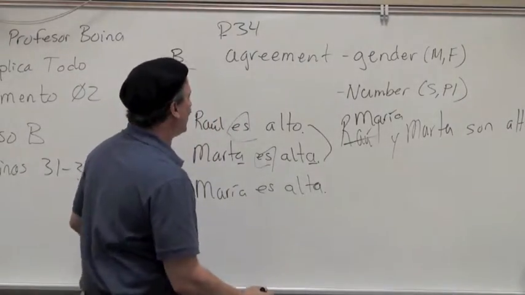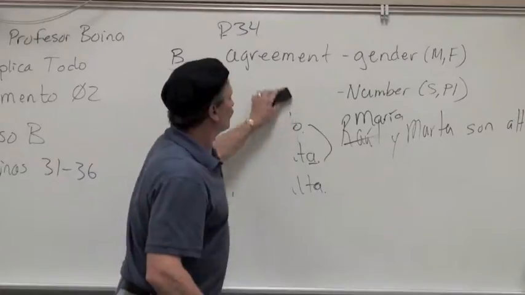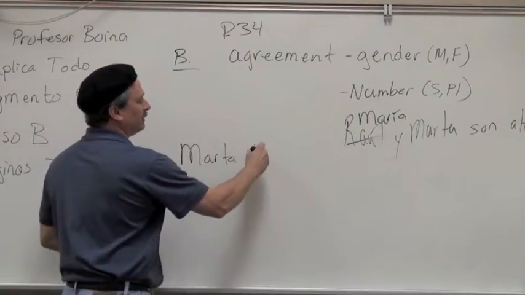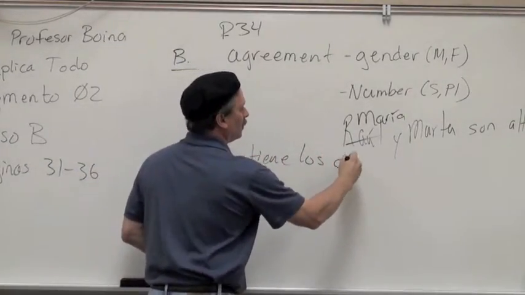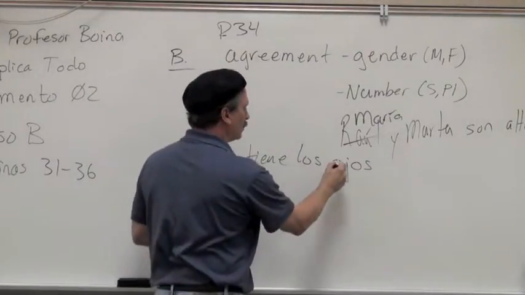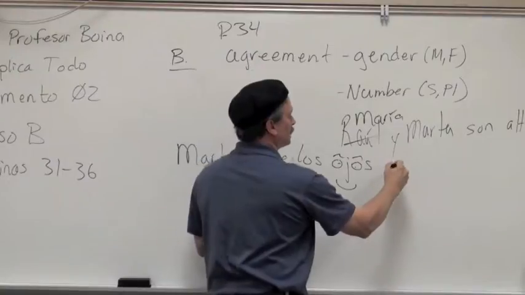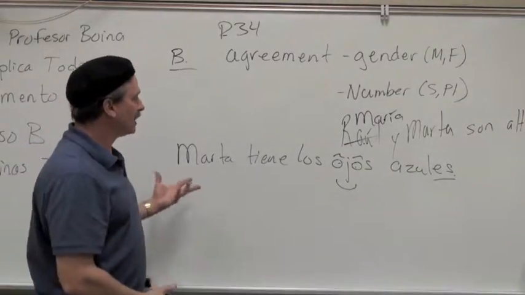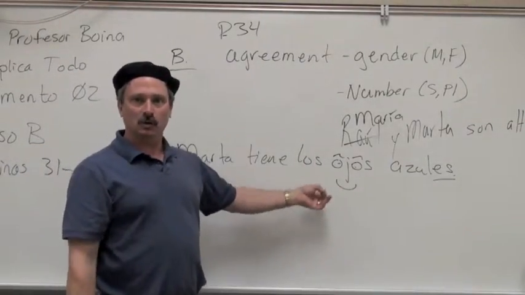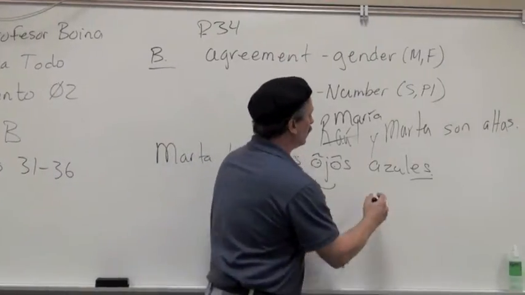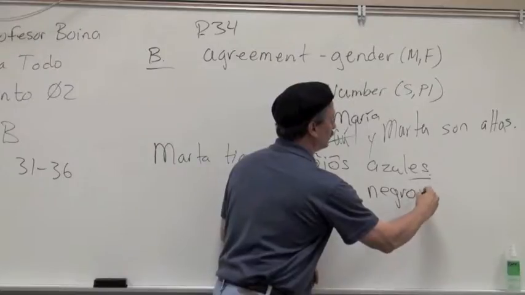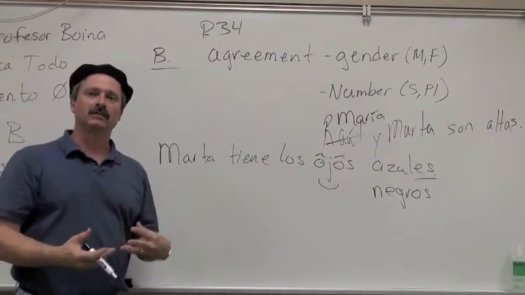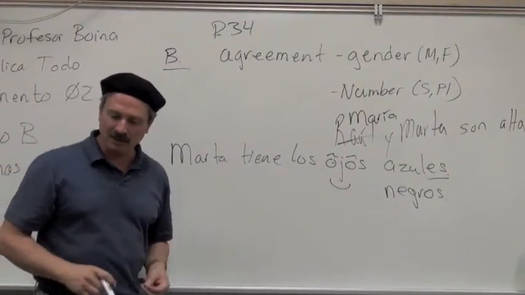So if I'm describing someone's eyes, and we learned the word for eyes is ojos, and I want to say Marta tiene los ojos azules. Marta has blue eyes. I don't want to say Marta has a blue eye. Marta tiene los ojos azules. Ojos azules. Ojos negros. See? If this is plural, this has to be plural and it has to agree in gender and number. Singular, plural. Muy bien.